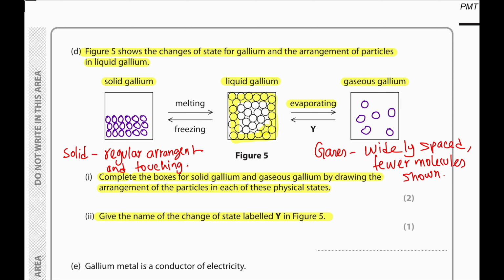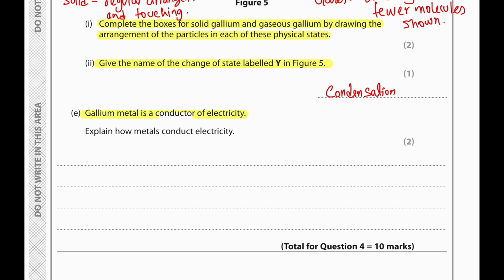So the opposite of evaporation will be condensation. Condensation is the process when gases condense to form a liquid. Gallium metal is a conductor of electricity. Explain how metals conduct electricity.